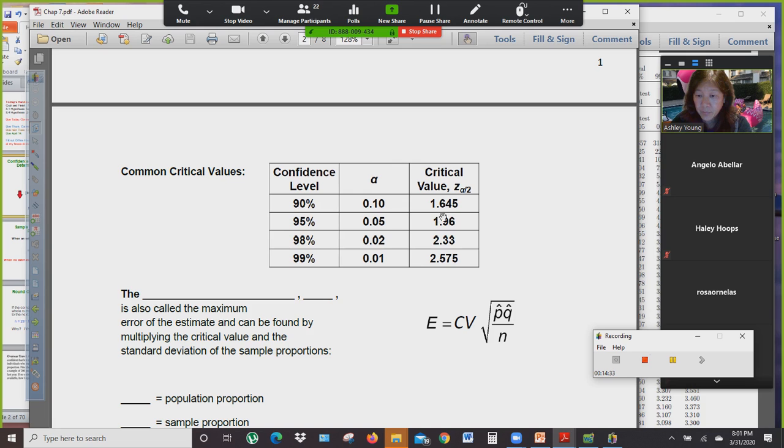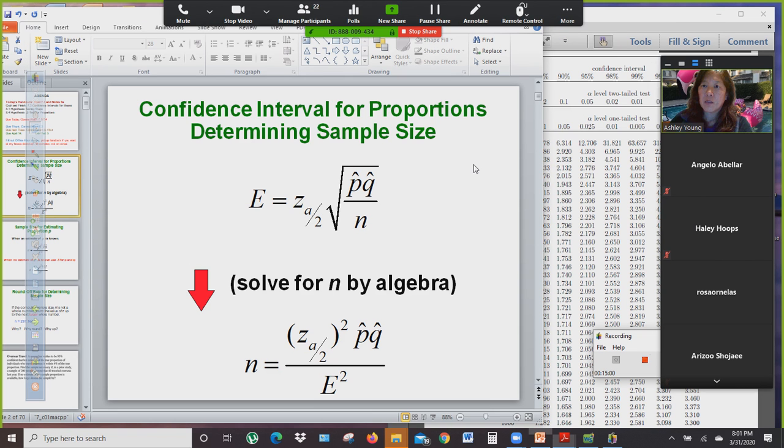So if you look at your Chapter 7 notes, the second page, this is your critical value. It's the number of standard deviations you want to go, typically right around 2, but sometimes more or less, depending on your confidence level. So for a 95% confidence level, my critical value is 1.96. For a 99% confidence level, my critical value is 2.58. Remember, we usually want to round to 2 decimal places because it causes us less trouble.